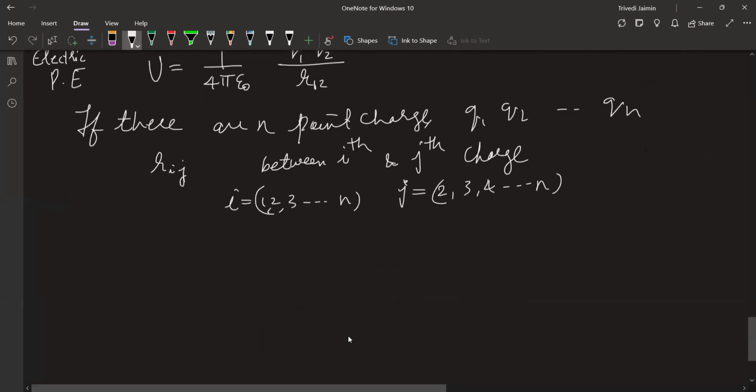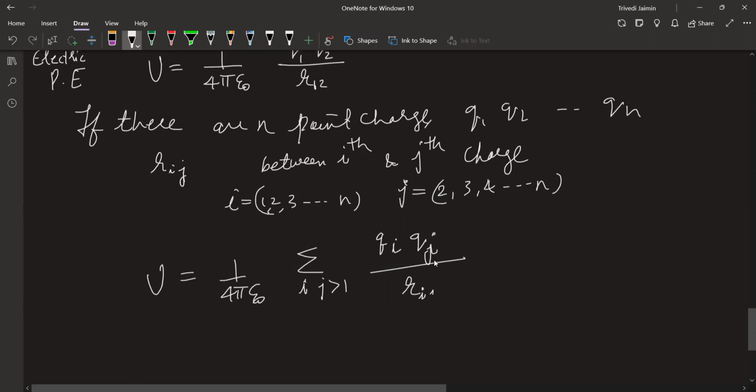So the summation we can give as U equals 1 by 4 pi epsilon naught, which will be common outside, summation of Qi Qj divided by Rij, where j should be more than i, for the ith particle.